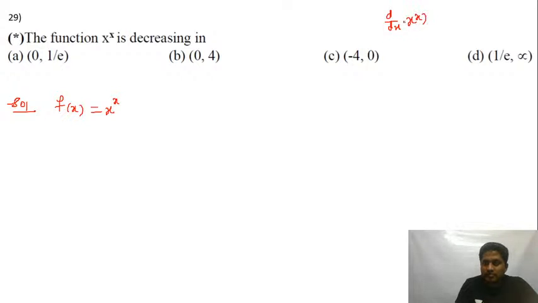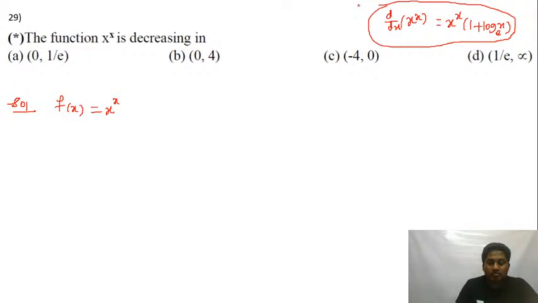d by dx of x to the power of x is x to the power of x into 1 plus log x. If you want the proof, take log on both the sides and differentiate. Whenever you write x to the power of x, obviously x should be positive, only then you get x to the power of x. So differentiation of x to the power of x is x to the power of x into 1 plus log x to the base e. Right, this is f dash of x.